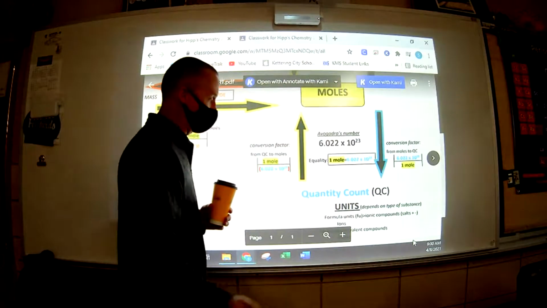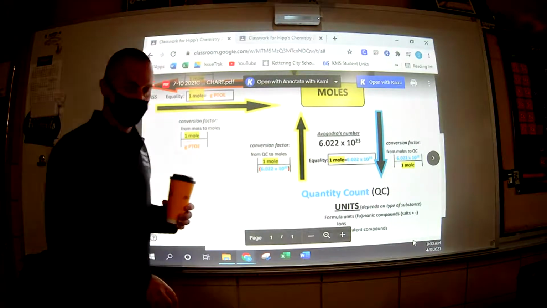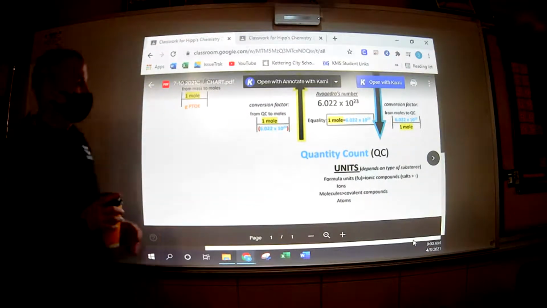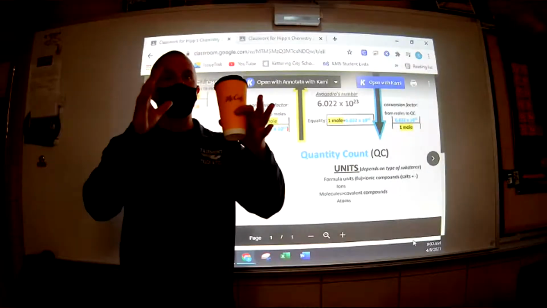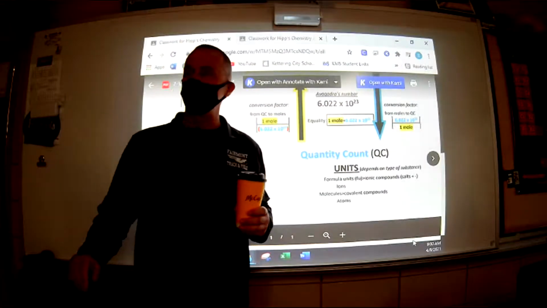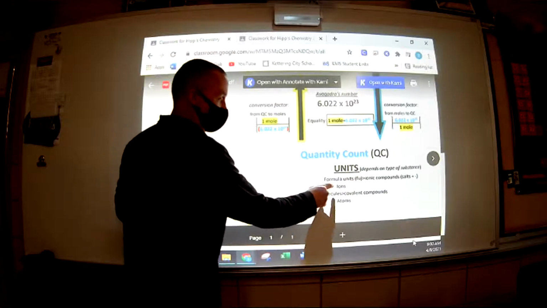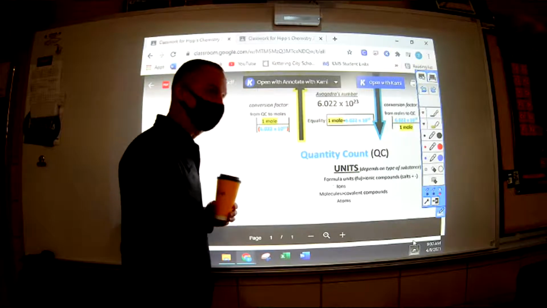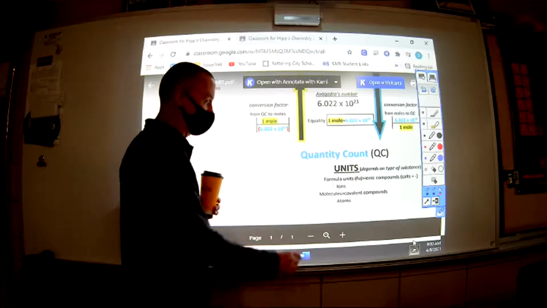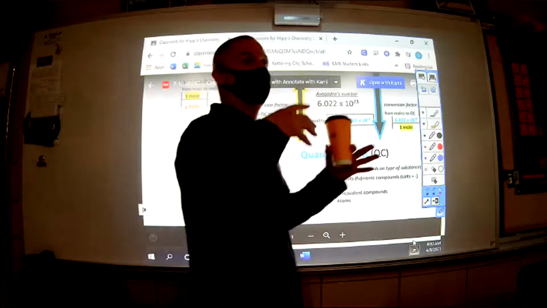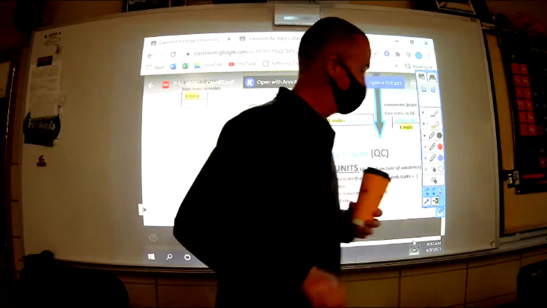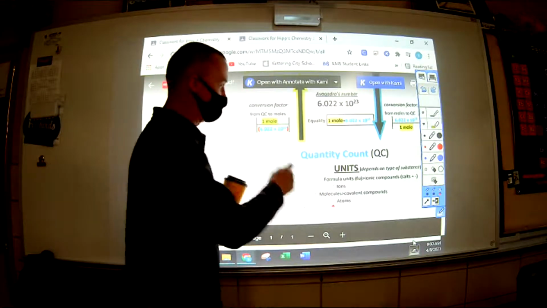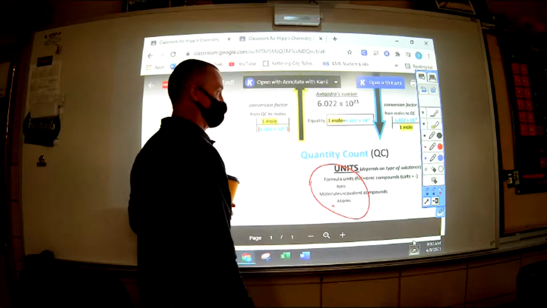In chemistry, we might be talking about formula units. Formula units would pertain to salts, because remember, the repeating pattern of a salt is a formula unit. If we're talking about specific ions, we could ask that. In other words, how many sodium ions or chloride ions do we have in table salt? If it's a covalent substance, we could say, how many molecules do you have? If it's an atom, you could ask how many atoms it has. These are the units that go with quantity count.